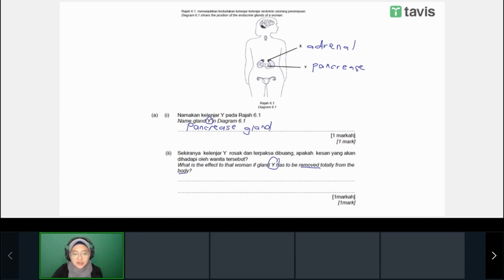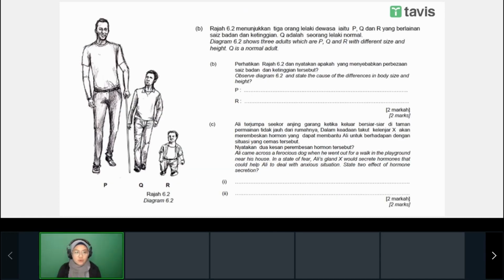Let's say gland Y is removed from the body. The function of gland Y is to release insulin. Insulin converts the excess amount of sugar in our body into glycogen so that it can be stored in the liver. Imagine someone doesn't have the pancreas. They won't have any insulin, so the blood sugar level in the body will increase drastically, because there is no insulin to convert the excessive amount of sugar. Okay, let's move to the next question.